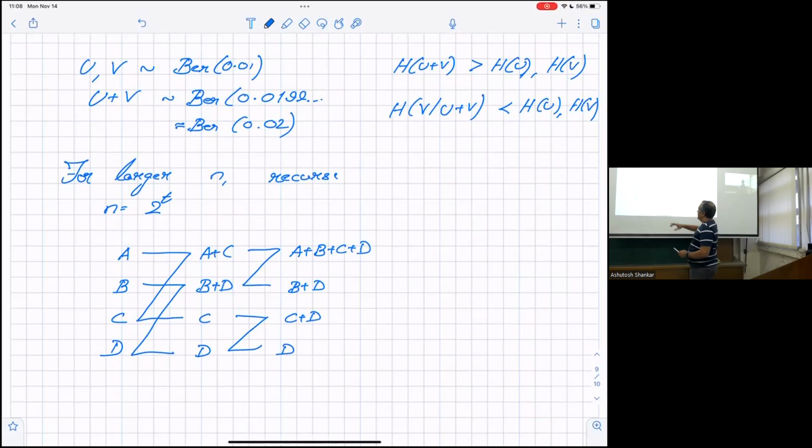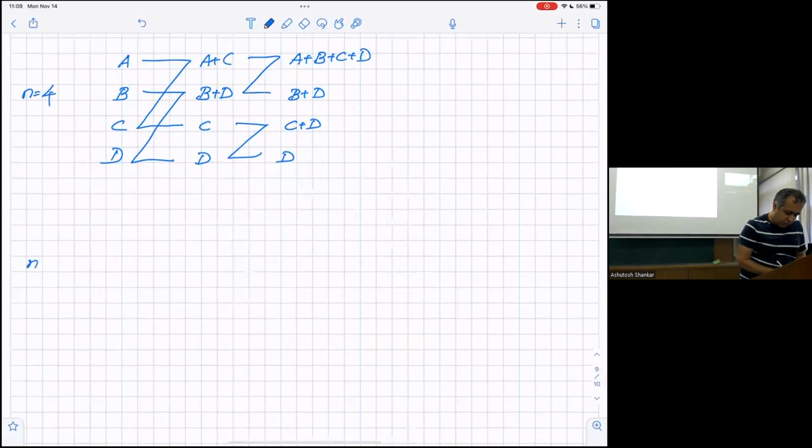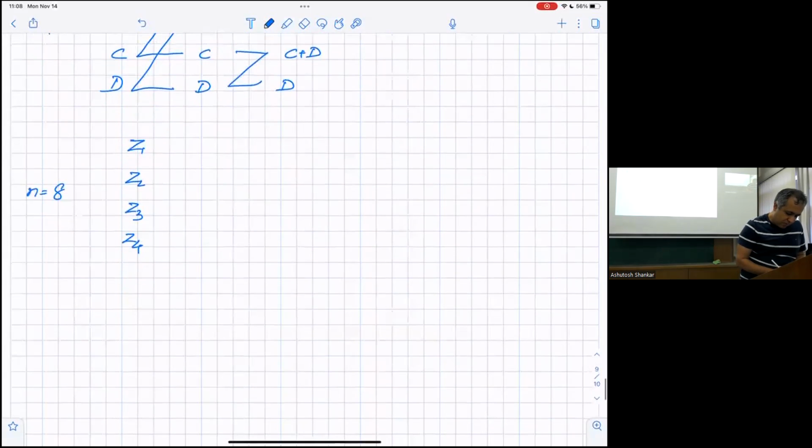So basically, this is what we were doing to 2 bits. Now I'm taking whatever more generally, if this is for n equals 4. Let's see what's happening for n equals 8. What I'm going to do: I have Z1, Z2, Z3, Z4, Z5, Z6, Z7, Z8. I'm going to take 1.